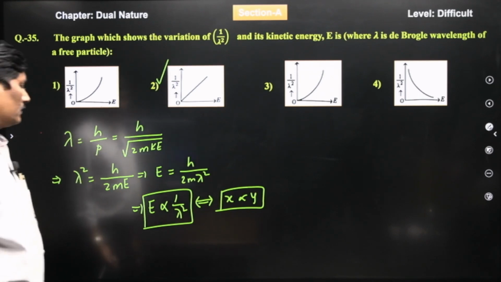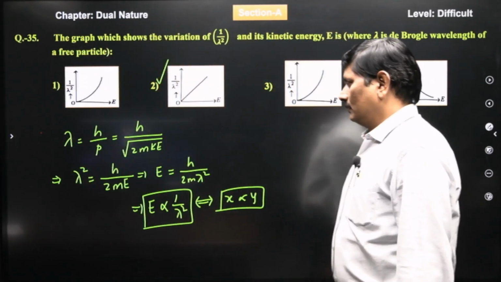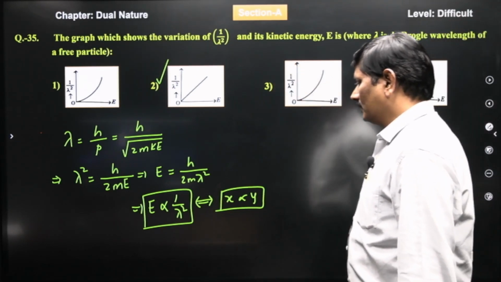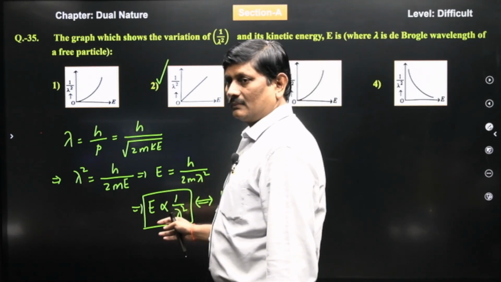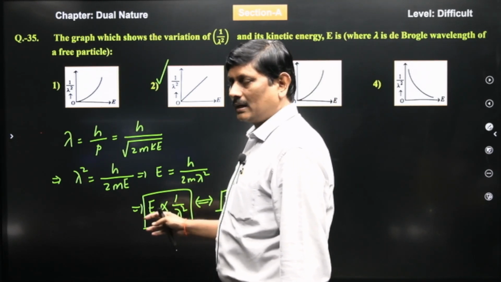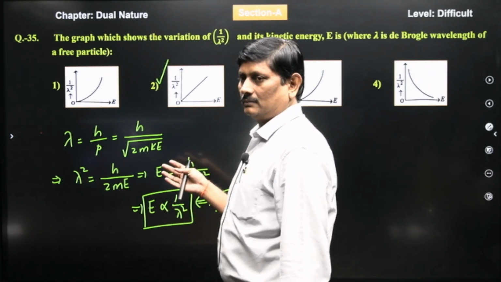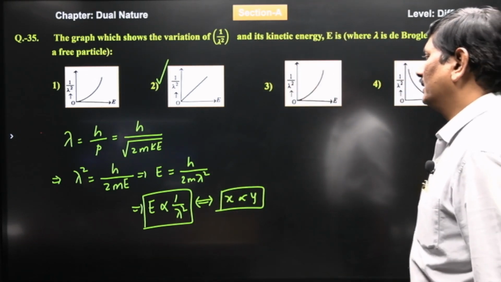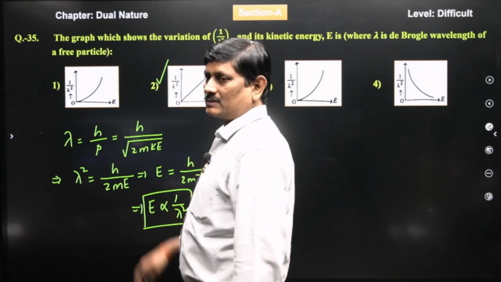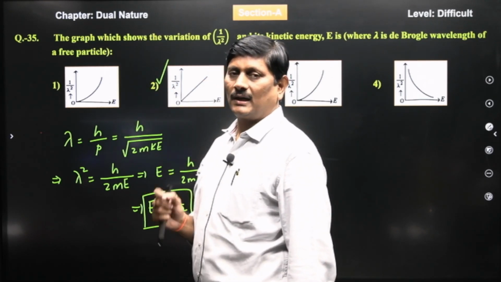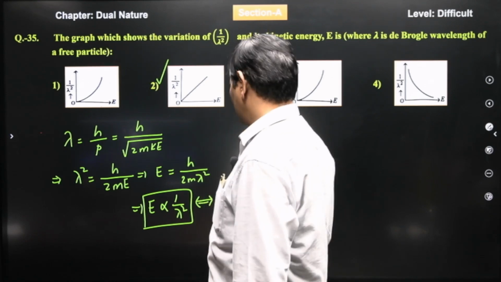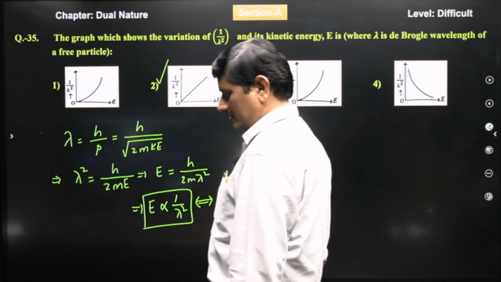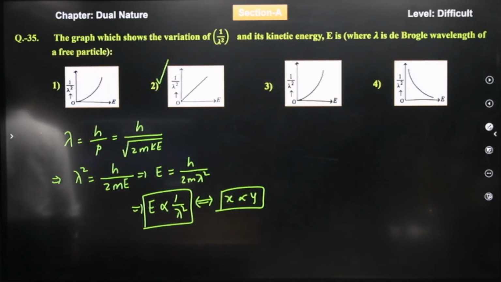Generally, for this type of question, just by looking at it, students immediately think E and lambda square, non-linear. Non-linear means a curve, like a parabola, they think like that. But actually they are asking about the graph between E and 1 by lambda square, not between E and lambda square. Along the y direction it is 1 by lambda square, that is why it is a straight line passing through the origin. This is a basic understanding of graphs.